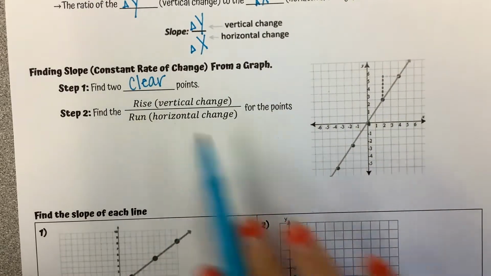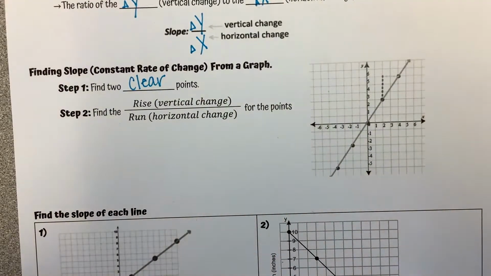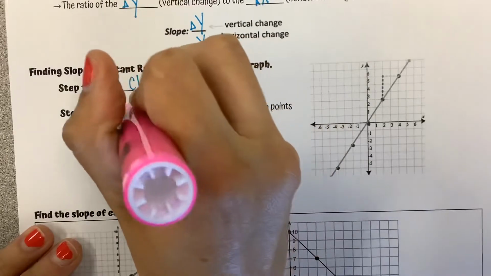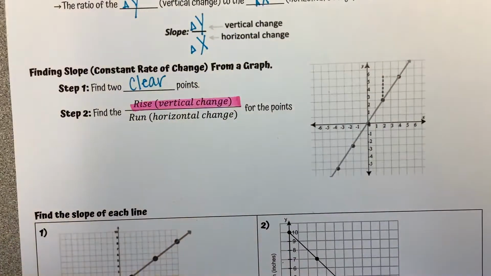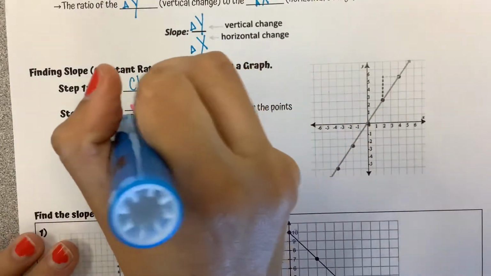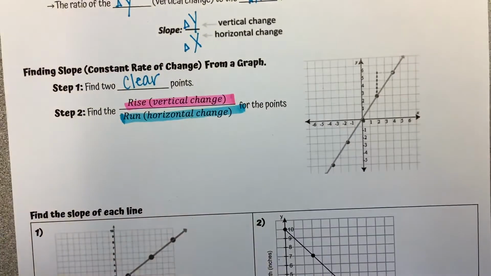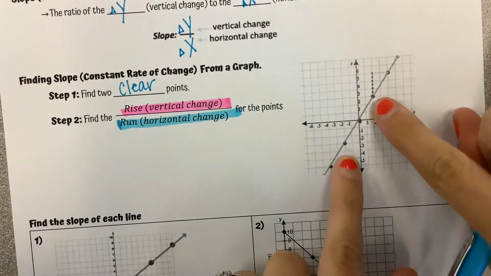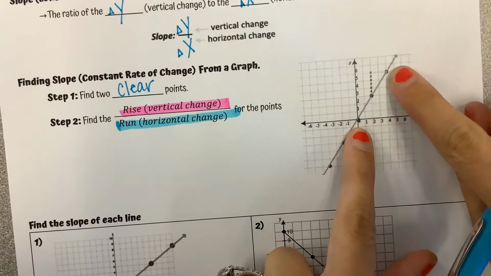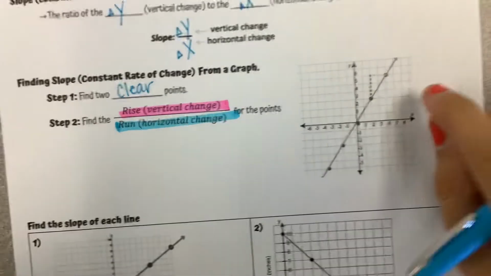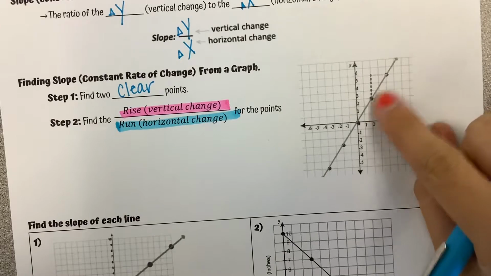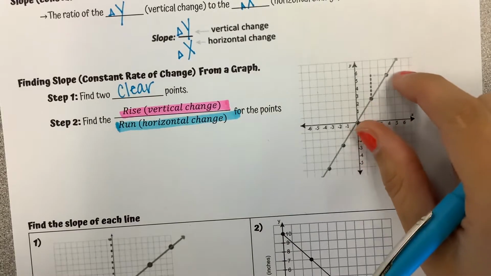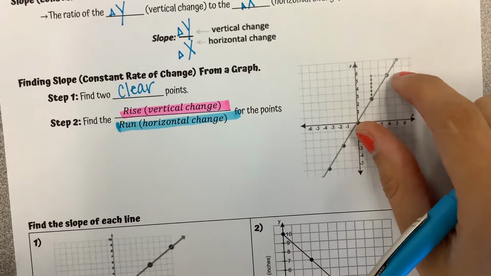And then we're finding the rise, which is our vertical change, over the run, which is our horizontal change. You can technically use any 2 points here. I could use these 2 points, these 2 points, these 2 points, these 2 points. It does not matter. I try to do two that are close to each other. If you do a bigger one, you would just have to simplify, okay?